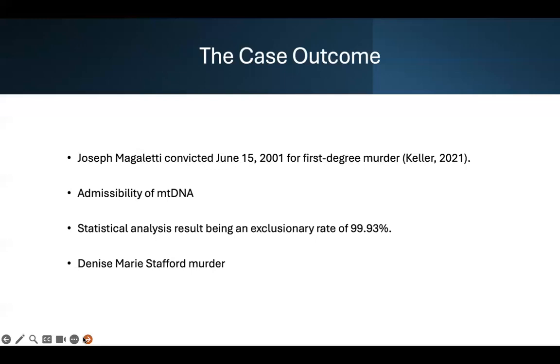Magaletti did die in prison in 2015. After this occurred, Touch DNA linked him to Denise Stafford's murder. And like I said, they also suspect that there were additional killings, but there's nothing to prove and they don't have any at the moment.